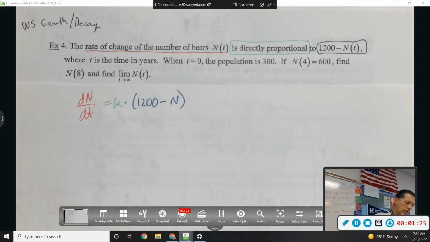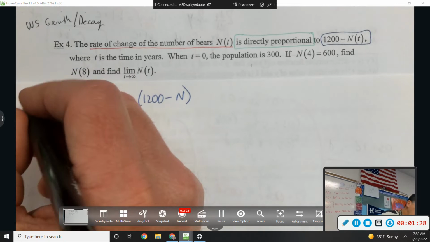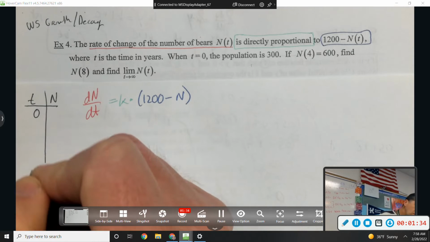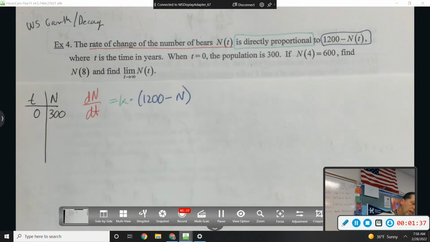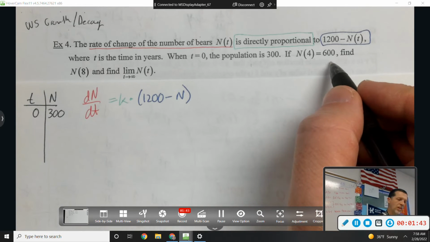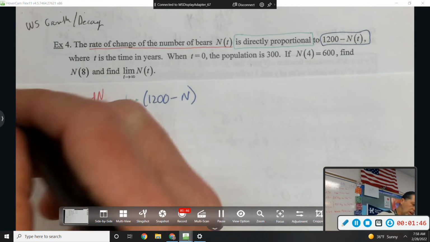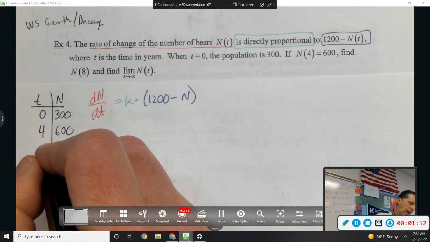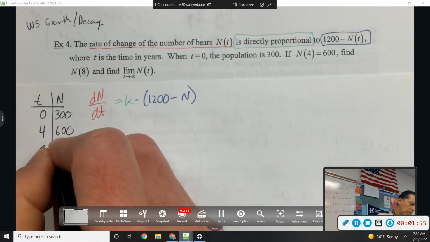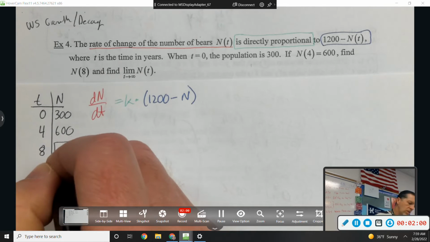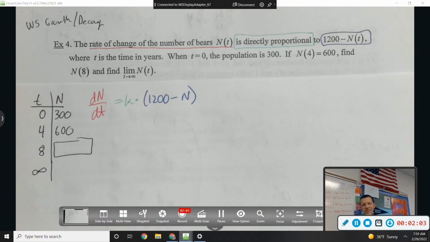When t equals 0, so here comes some of our table entries, t and n. When t is 0, the population is 300. If n of 4 equals 600, so it's a different way to write it, but that means when t is 4, there's 600 bears. Find n of 8. So when t is 8, how many bears are there? And find the limit as t goes to infinity. So officially infinity is not really an entry on the table, but it kind of is for this problem.